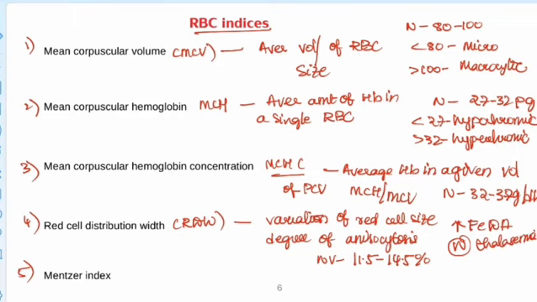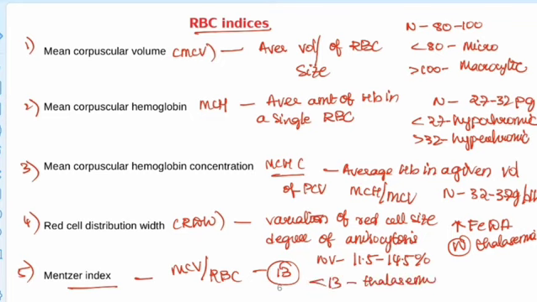Mentzer index is nothing but MCV by RBC count. Normal value is 13. Less than 13 is thalassemia and greater than 13 is iron deficiency anemia. Done.